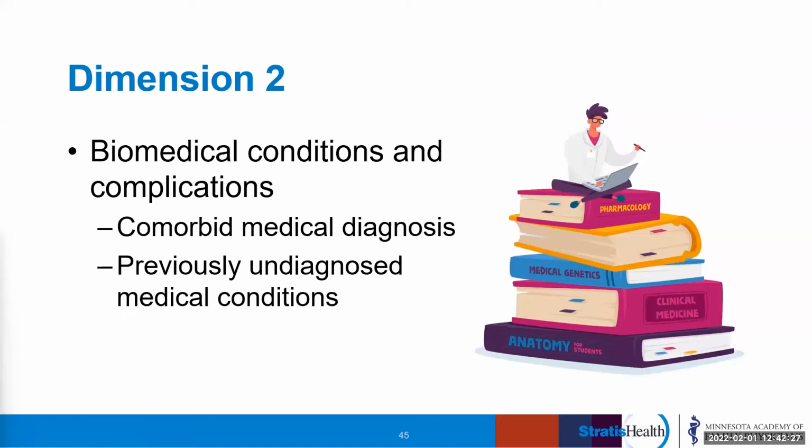Dimension 2, biomedical conditions. So do they have diabetes? Do they have obesity? Do they have sleep apnea? Do they have other things? Do they have hepatitis C that they didn't even know about? Do they have HIV? So this is looking at the non-substance use diagnoses that could potentially put them at higher risk. An insulin-dependent diabetic might do better inpatient, where they can have a little bit closer management than doing it at home where they've been struggling.